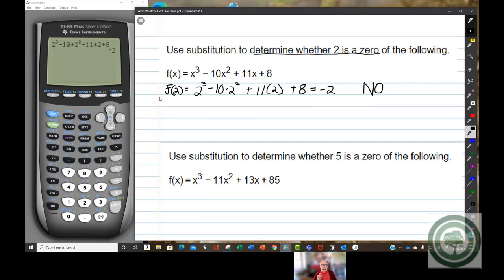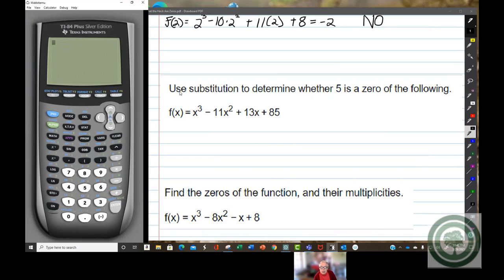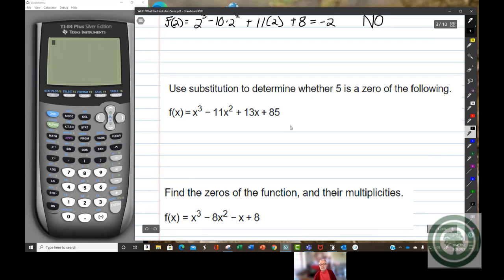If 2 had been a zero of f of x, then when I plug 2 in for every x, I would have gotten the answer 0. That's what a zero is. It makes the function equal 0. All right, let's try this. Clear. Use substitution to determine whether 5 is a zero of the following function.